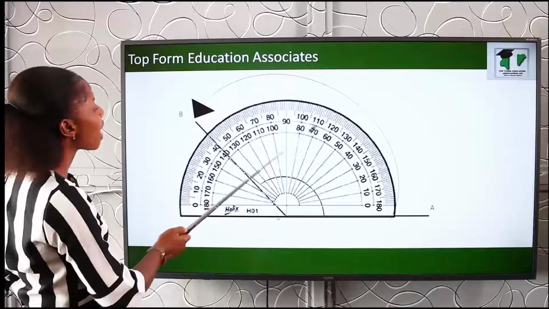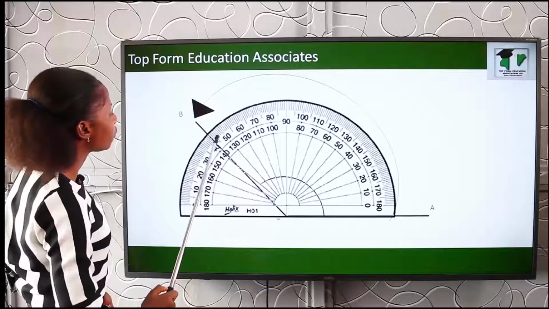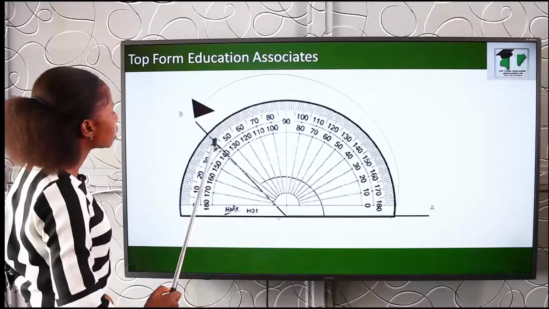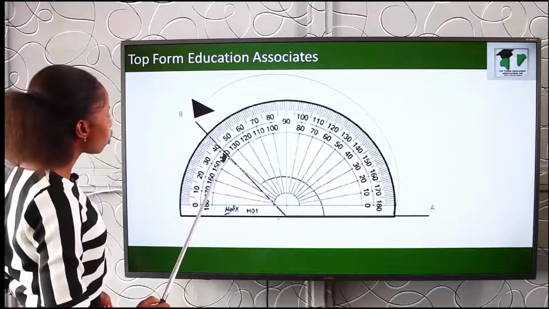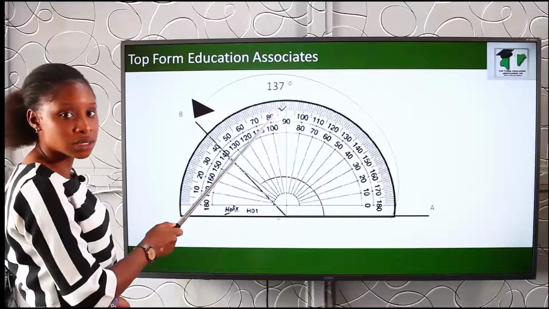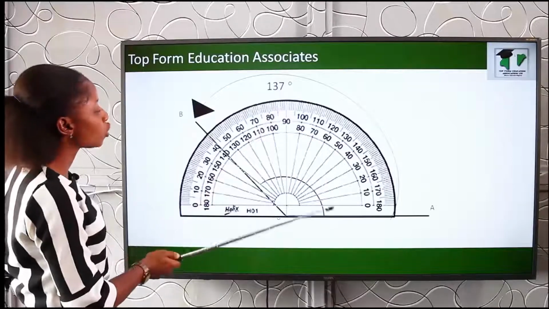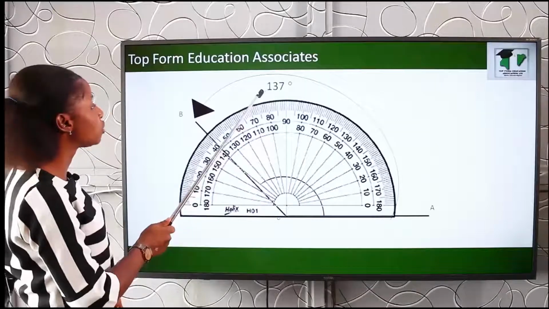Okay, we are going to have 137. This is 135 degrees. So we have 136 and 137, meaning this angle is 137 degrees. Do you understand? This is angle AOB is 137 degrees.